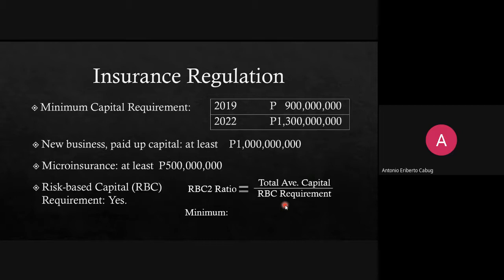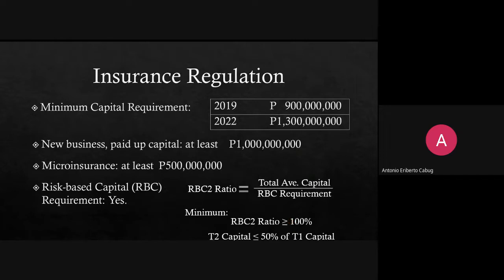Now, the minimum is that the RBC2 ratio should be at least 100%. Okay? If you divide the available capital by the RBC requirement, it should be at least 100%.